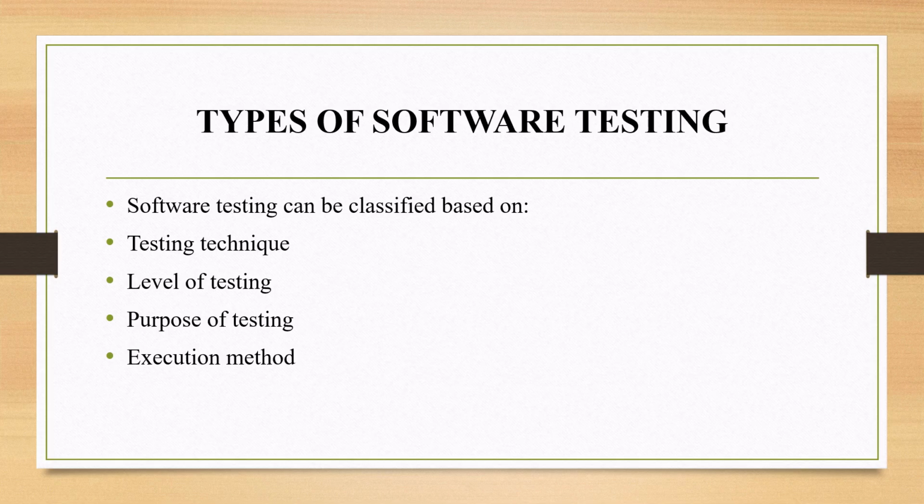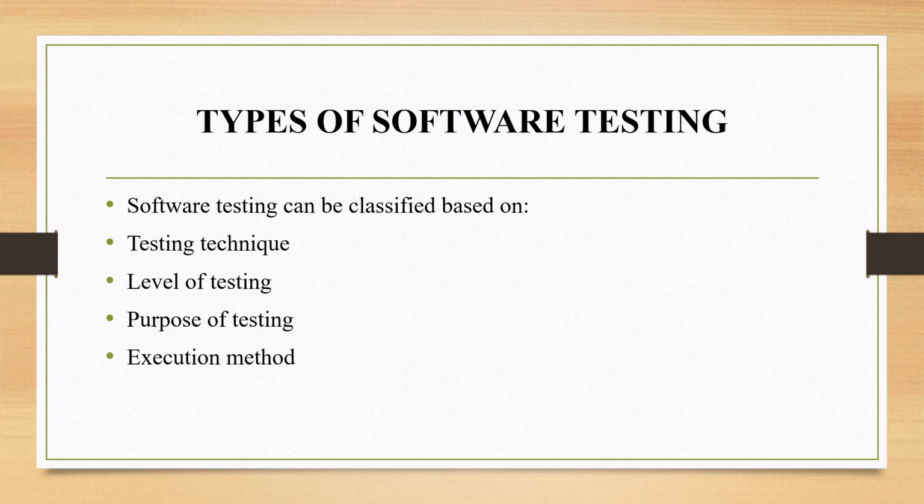The next one is automation testing. Automation testing is performed using software tools. It is used when the same tests need to be repeated. It is used for large projects and in regression testing. Automation saves time and improves accuracy.